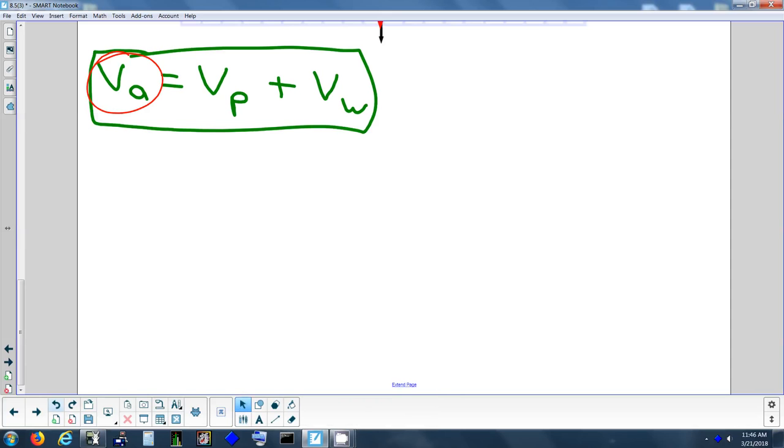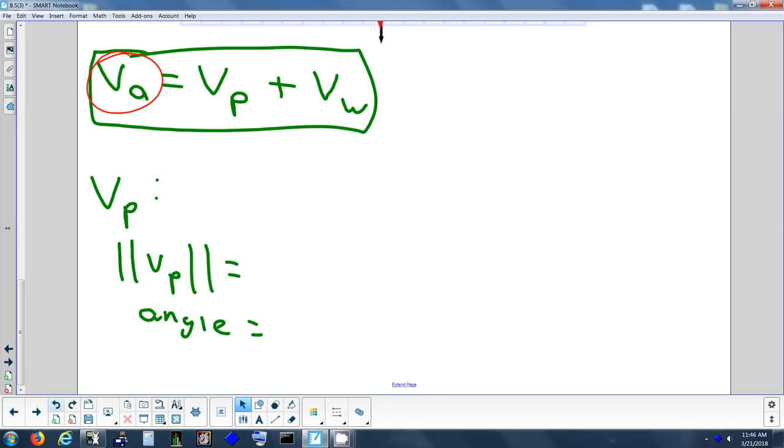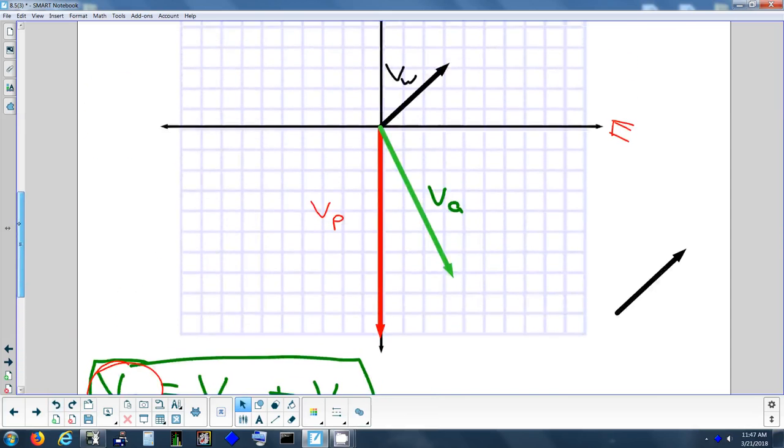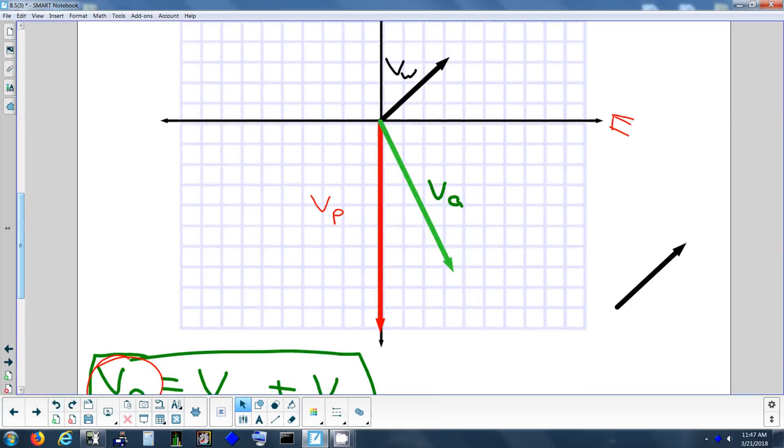All right, let's start with V sub P. So I need to turn this into a velocity vector. So I need two things. I need the magnitude, and I need the angle. If I can find those two things, I can turn this into a velocity vector. Let's scroll back up. Look at V sub P. What's the magnitude of the plane? How fast does the plane think it's going? 500 miles an hour. There's your magnitude.